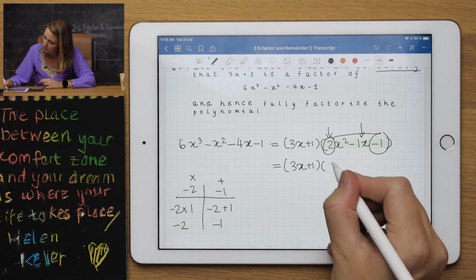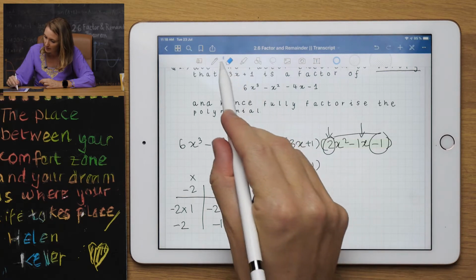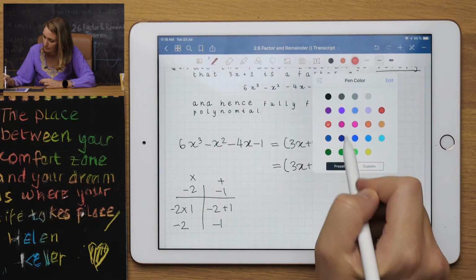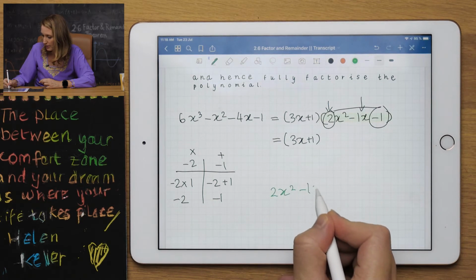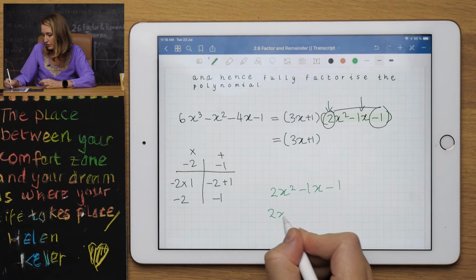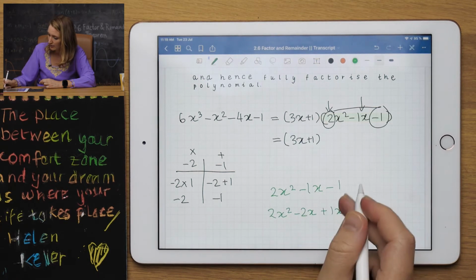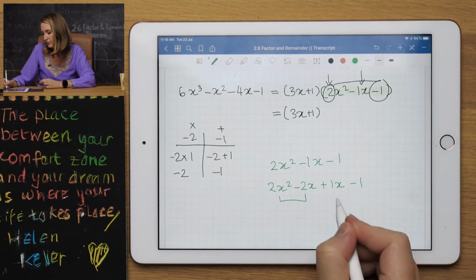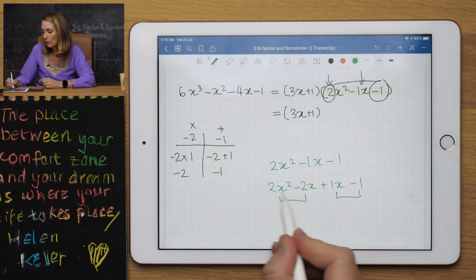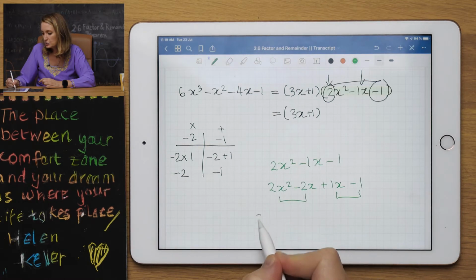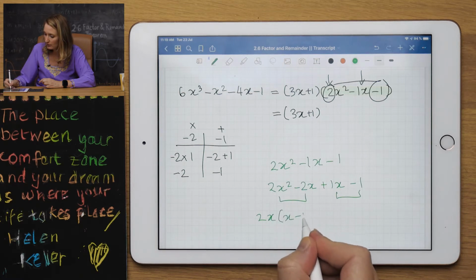And what you do is you split the middle term here. Well, let's just work this quadratic out on its own down here. So you've got 2x squared minus 1x minus 1. You split the middle term here. Then you factorize the first two and the last two using the highest common factor method. So we look at what we can take out from these two. We can take out a 2, and from x squared and x, we can take out an x. So it'd be x minus 1.